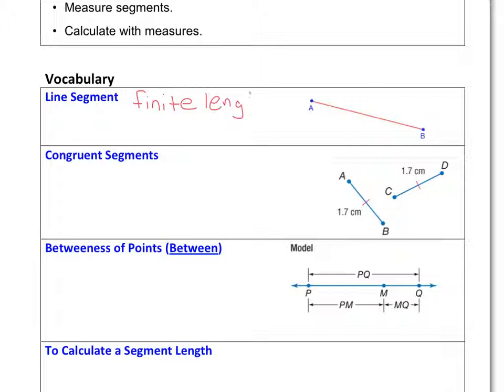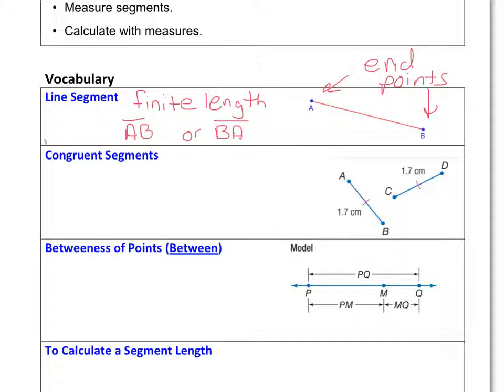And the way we notate that is, actually I should mention, these are called endpoints. And we use those endpoints to name the segment. So we can say that this is segment AB, and we're going to put the bar over it. We're not going to put the arrows as we would using a line. But you could just as easily call this BA. So the order doesn't matter. And that's how you notate a line segment.